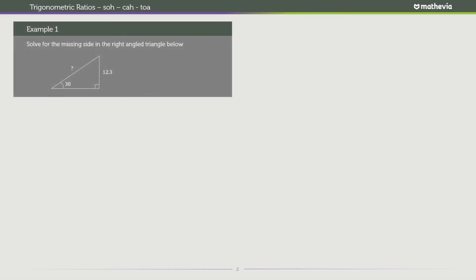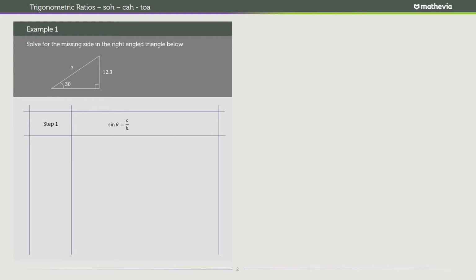Example 1, and we have solve for the missing side in the right angle triangle below. Okay, so all we have here is the opposite and we're looking for the hypotenuse, and we're given that the angle in the triangle is 30 degrees. Now if you have opposite and hypotenuse, the trigonometric ratio you'll be working with would be sine. Okay, so we have the formula that sine of theta equals the opposite over hypotenuse. So that's SOH, sine equals opposite over hypotenuse.